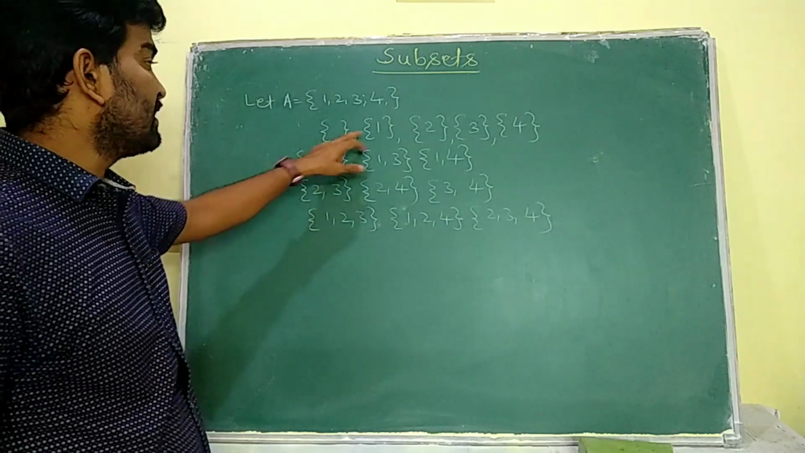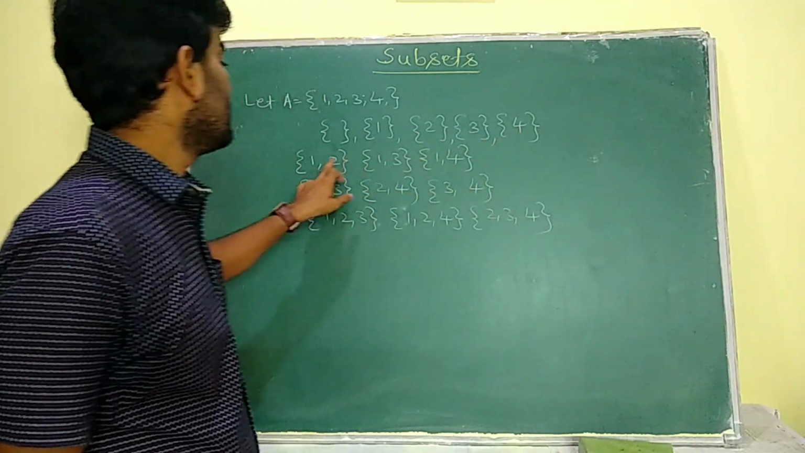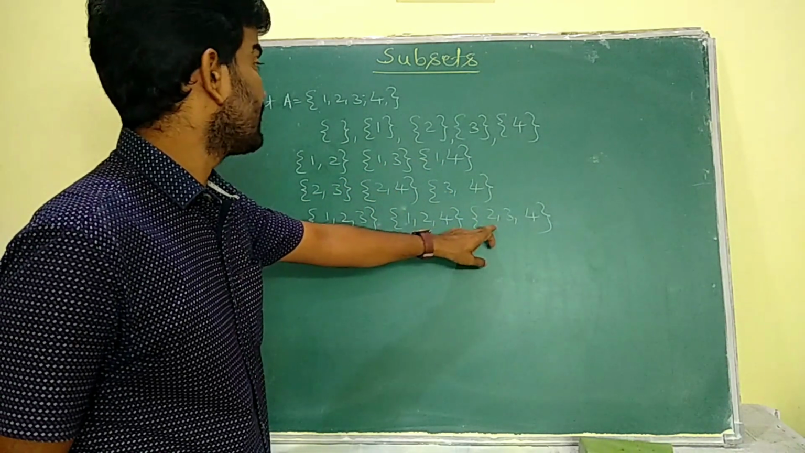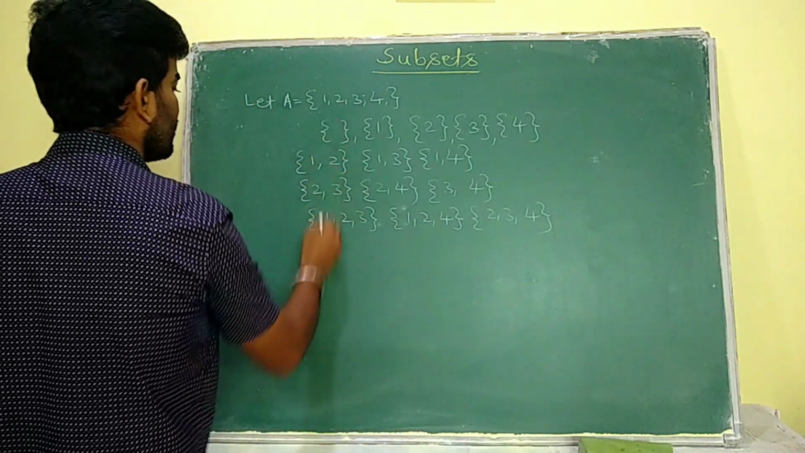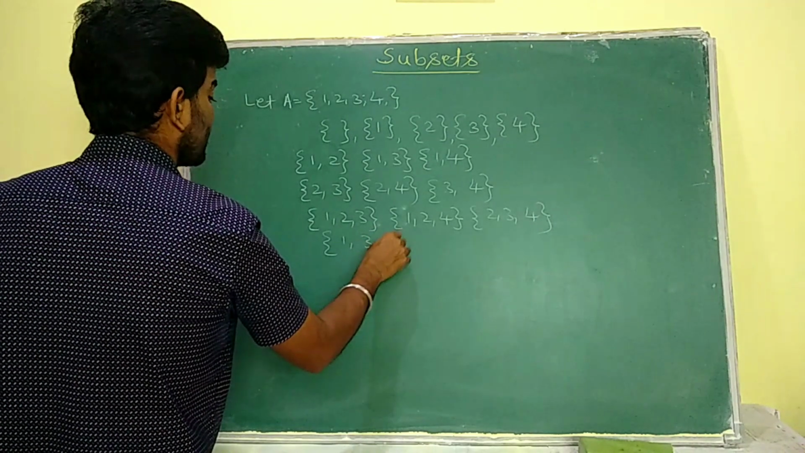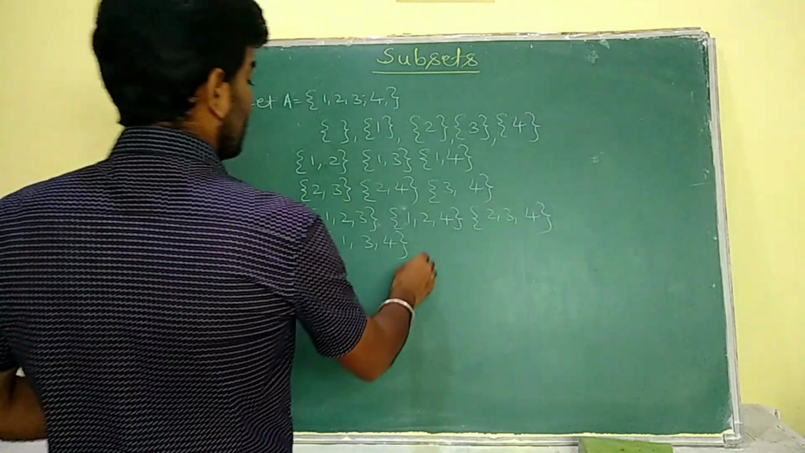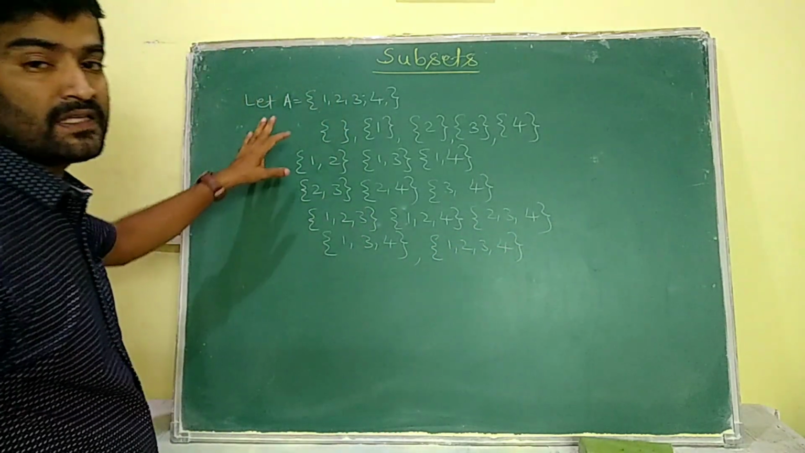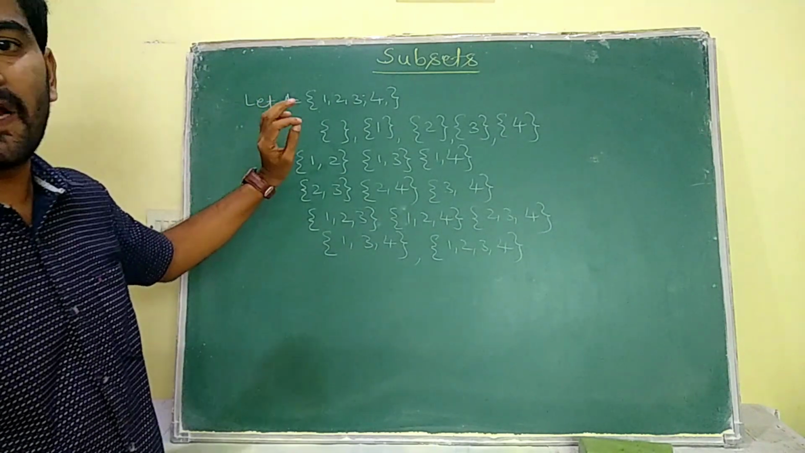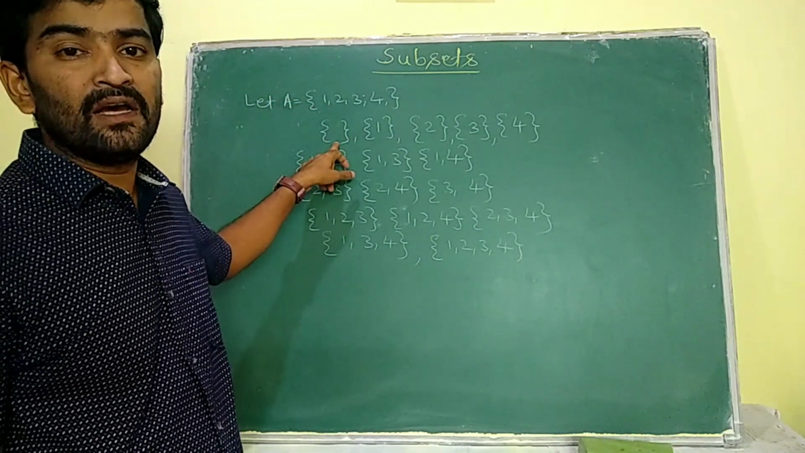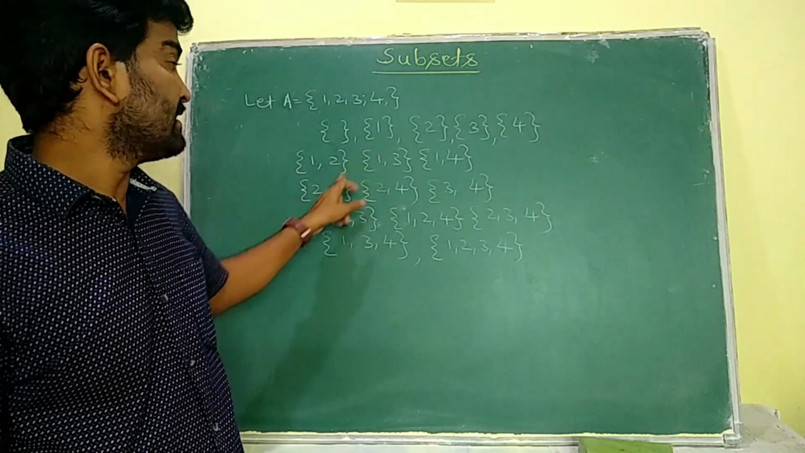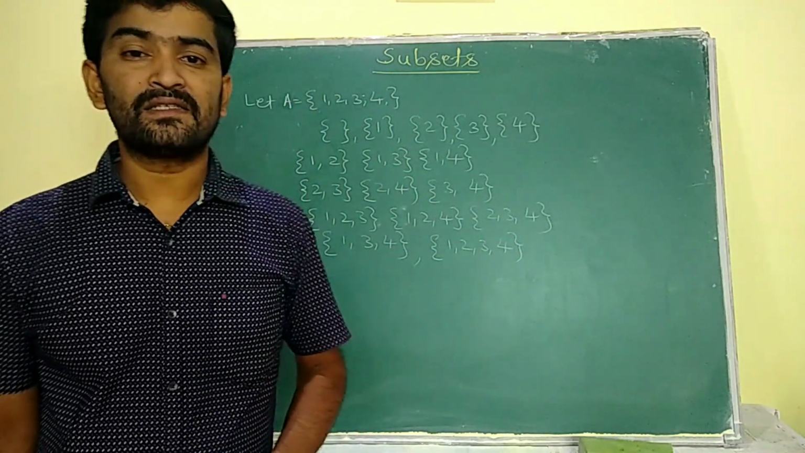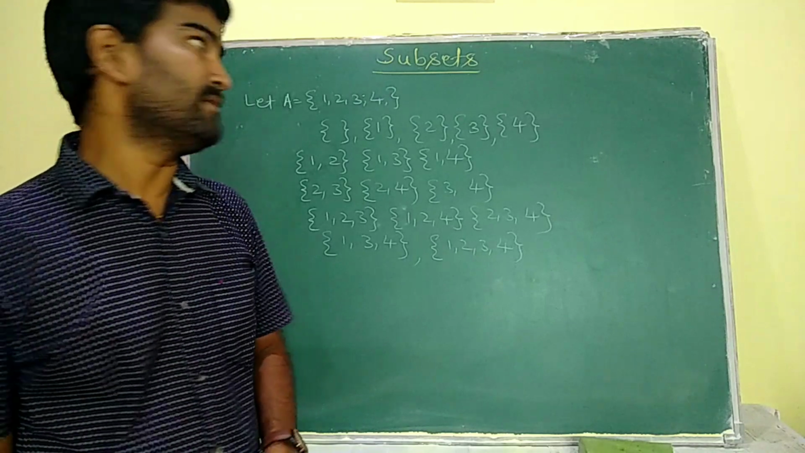Like that we have to write the subsets. Just count these sets: 1, 2, 3, 4, 5, 6, 7, 8, 9, 10, 11, 12, 13, 14. And here one more combination is there, {1, 3, 4}, I may write. So these are the 15, and the main set {1, 2, 3, 4}. These are the subsets of set A. Firstly we write the subset with 0 elements, next singleton sets, next 2-element combinations, then 3-element combinations, and finally the set itself.